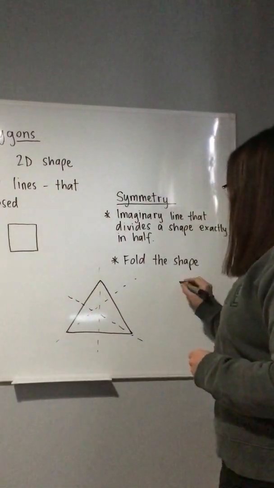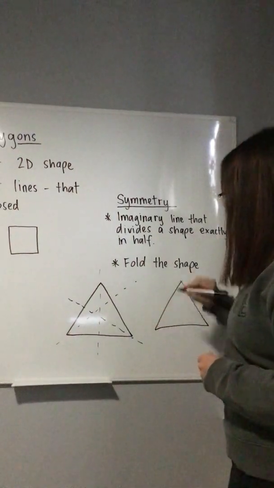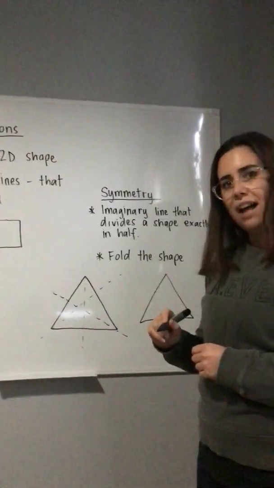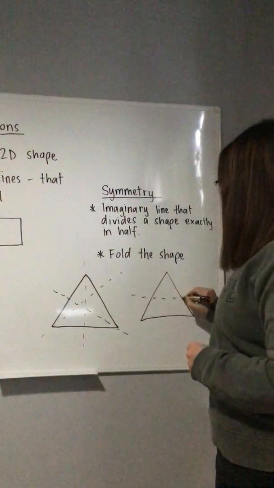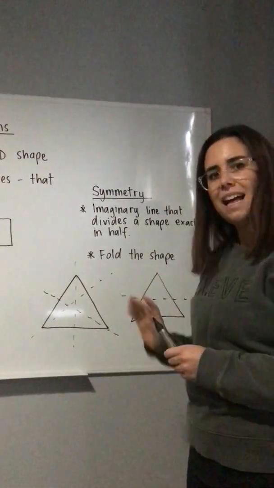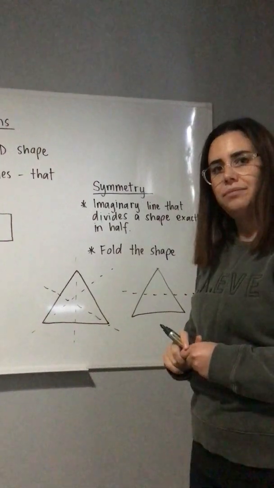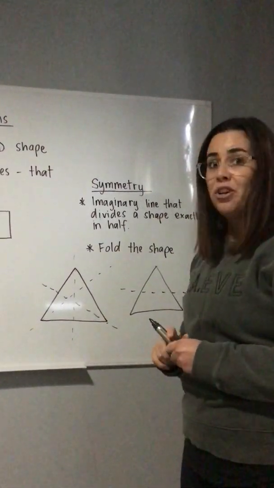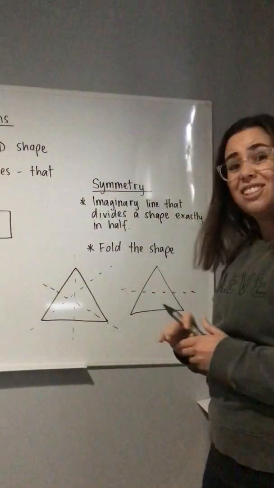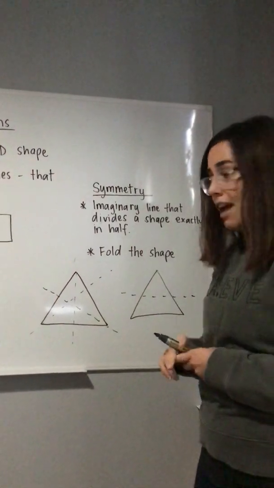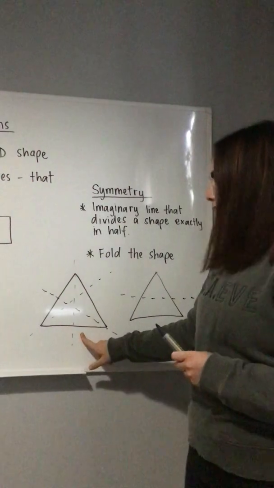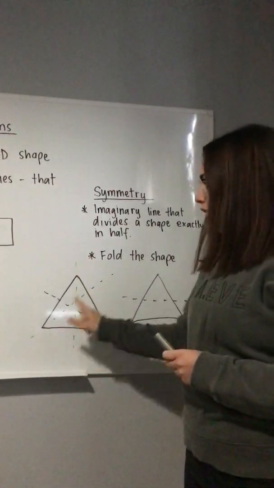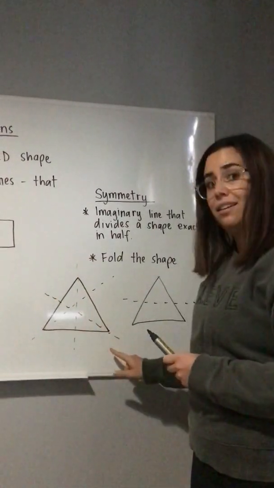Now I'm going to draw a triangle again. Could I divide the triangle in half by going like this? Is that exactly half on each side? No, it's not correct. So that is not a line of symmetry. So how many lines of symmetry does a triangle have? Let's count them. 1, 2, 3.